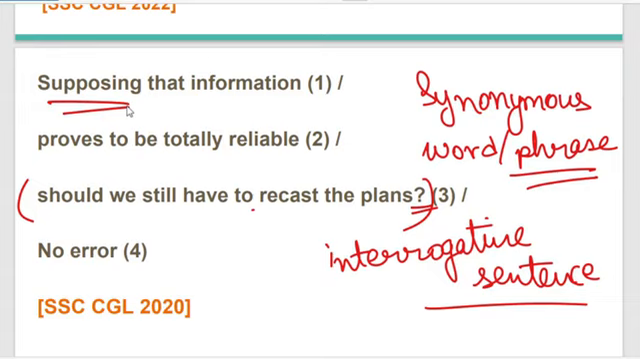Next part of the sentence. Proves to be totally reliable. Now what is the meaning of to be? When do we use to be?